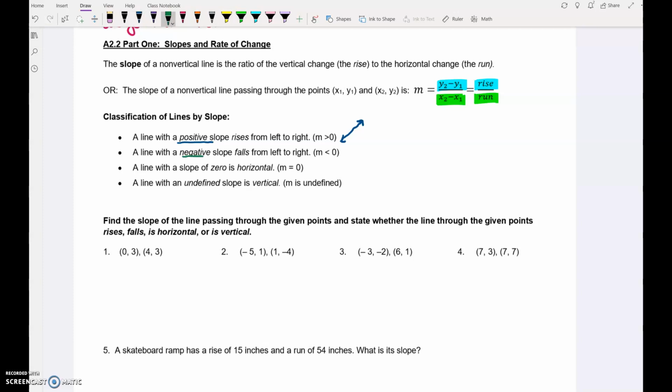A line with negative slope falls from left to right. A line with a slope of 0 is a horizontal line. And a line with undefined slope is a vertical line.